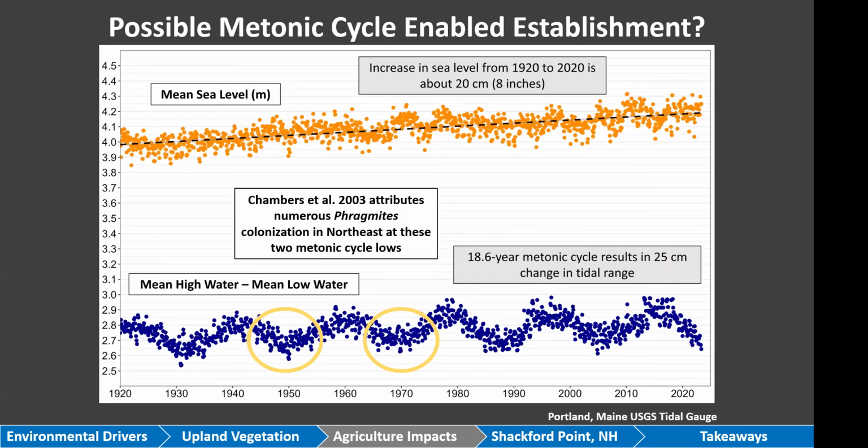Additionally, when I looked back time-wise and started thinking about the metonic cycle, I found that the two most prevalent times people discussed initial Phragmites colonization were around 1950 and around 1970. And we know from the metonic cycle now that this was at the trough of it. So the tidal amplitude would have been decreased, at least in New England, by about 25 centimeters, which would have given an excellent place for Phragmites to hop onto and colonize a little bit drier and a little bit less saline area for a small time period.